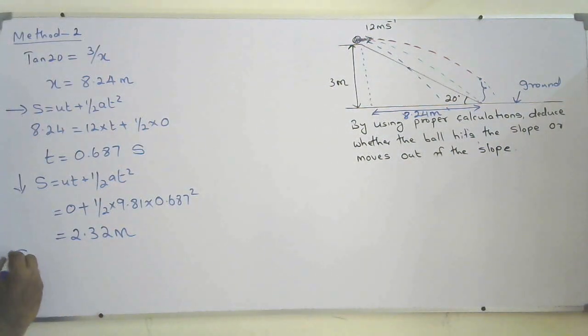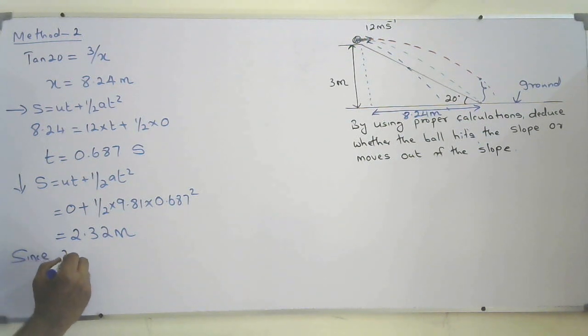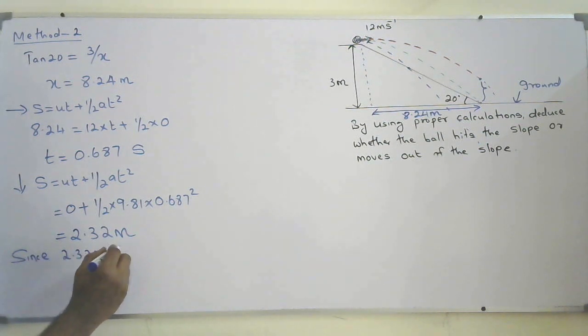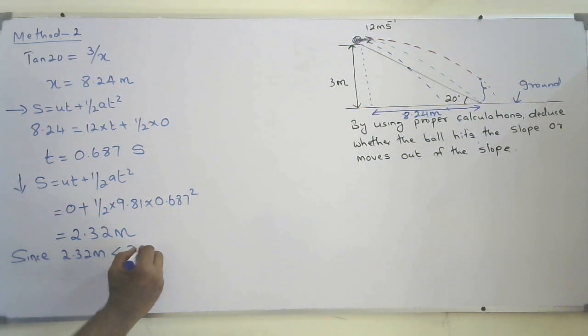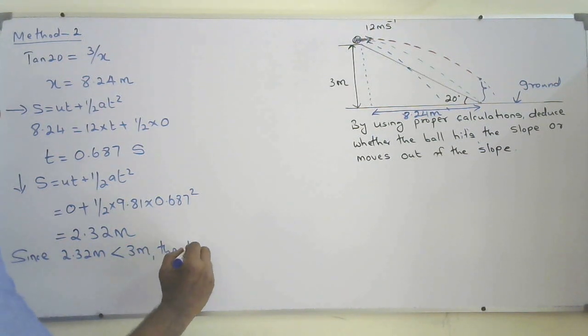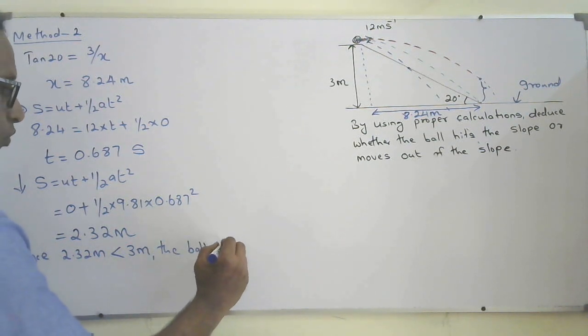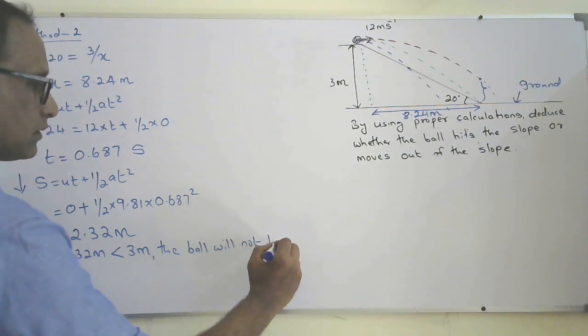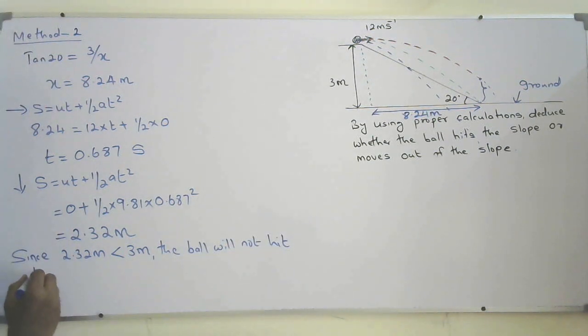So I can say since 2.32 meters, that's the vertical displacement, is less than 3 meters, the ball will not hit the slope.